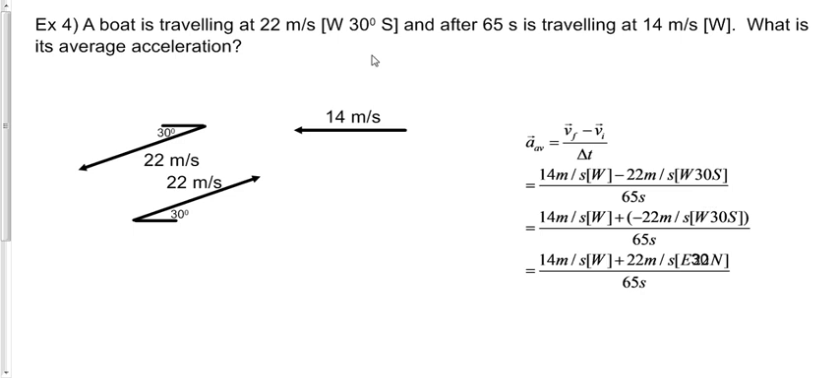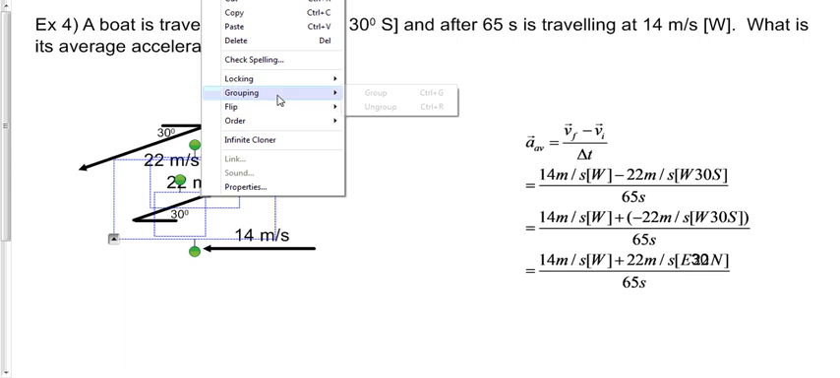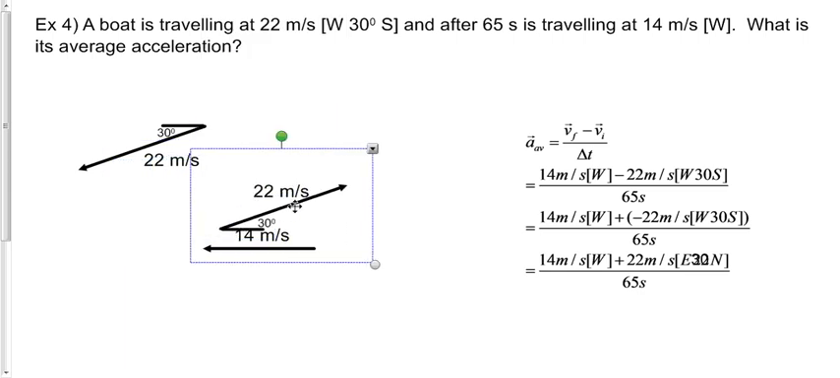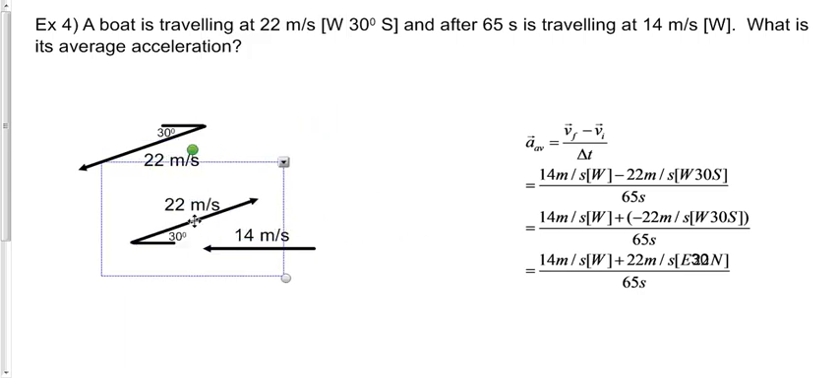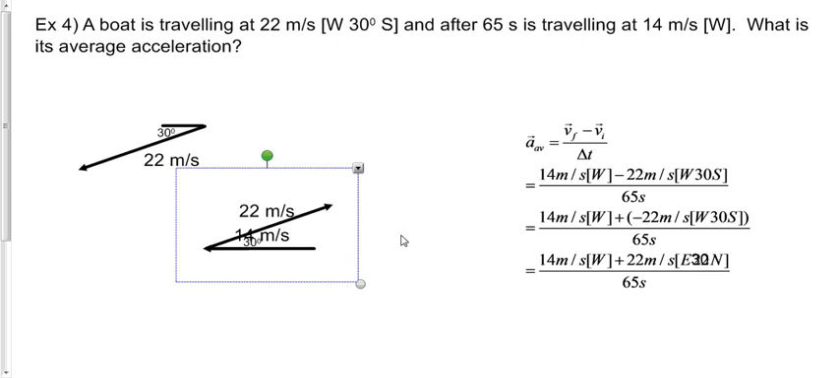So notice kind of the parallel here, right? So it was west 30 degrees south, and now it's east 30 degrees north. It's almost like we just flipped both of those directions. We're turning that vector around. So now it's just a matter of adding these two vectors together, because we're going to add 14 meters a second west plus 22 meters per second east 30 degrees north. So we're just going to add this vector to this vector.